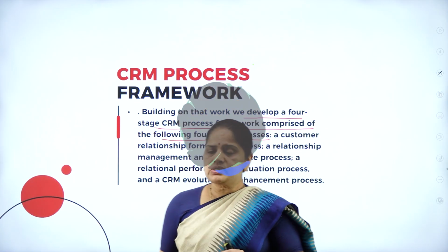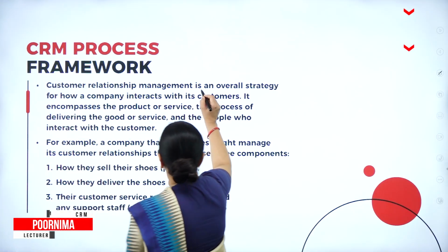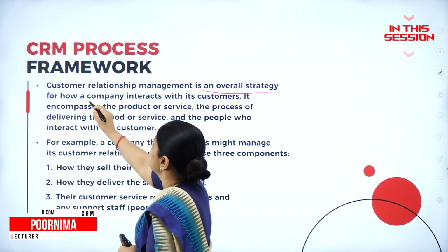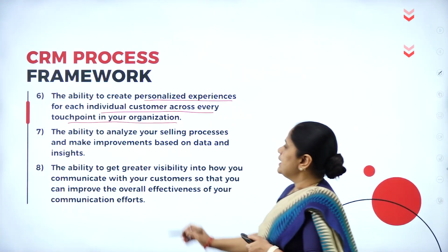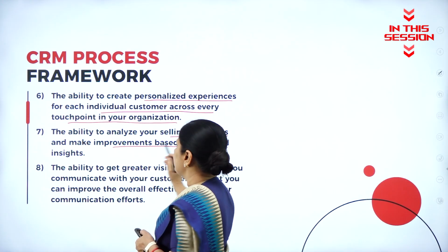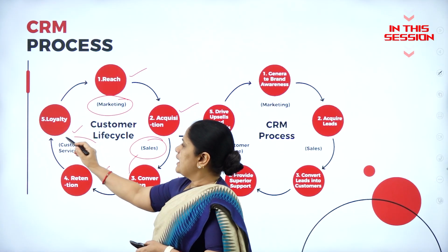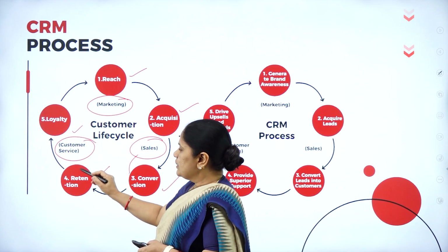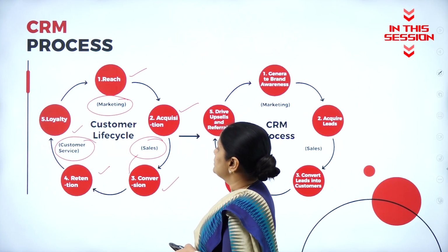There are 4 sub-processes in the CRM process framework. Customer relationship management is an overall strategy for how a company interacts with its customers. The ability to analyze your selling processes and make improvements based on data and insights. Retention. So with the help of customer service, you try to retain the customer and also see that he is loyal to the company.